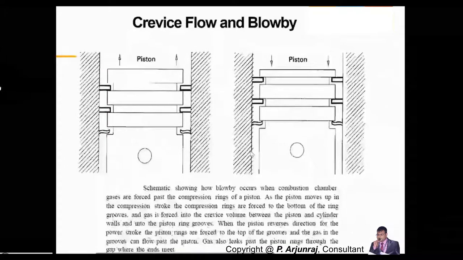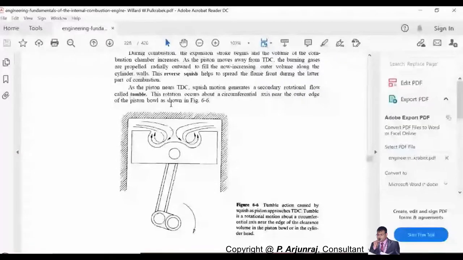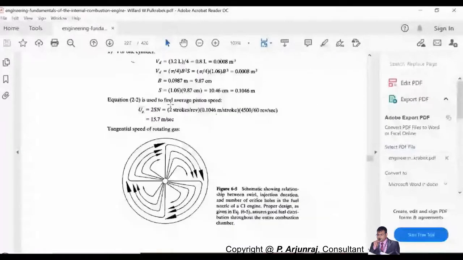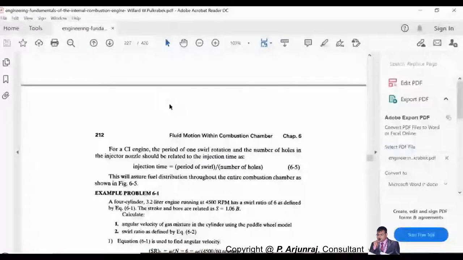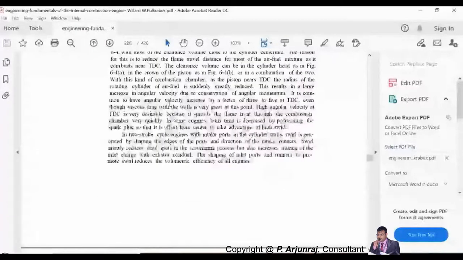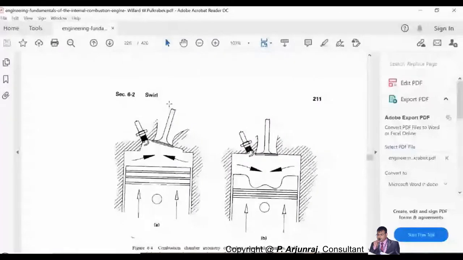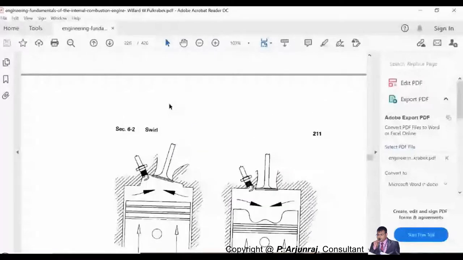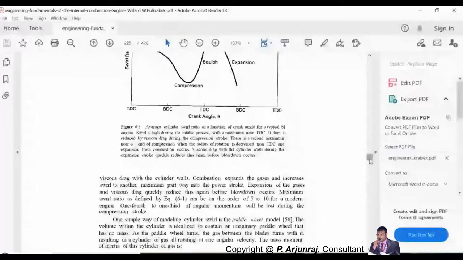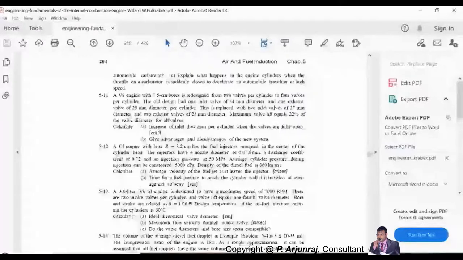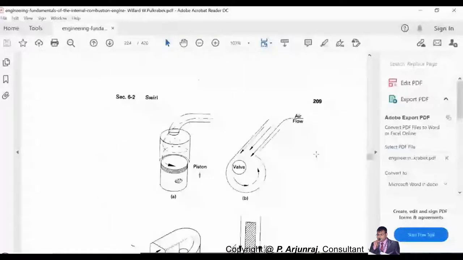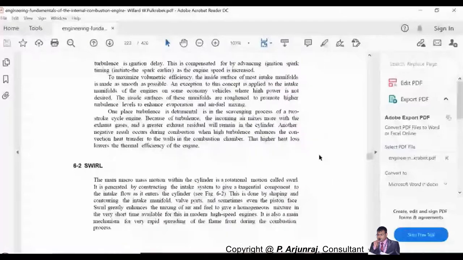You can see all this in the chapter called fluid motion within the combustion chamber. This is chapter number 6 in the book by Heywood. Whatever I have given, it is given in more depth there. We have seen the swirl, we have seen the turbulence, and more details are given here, so you can look into it.